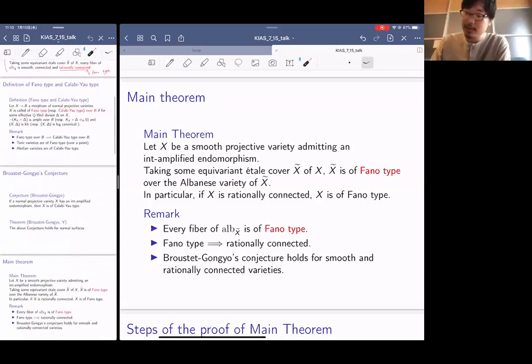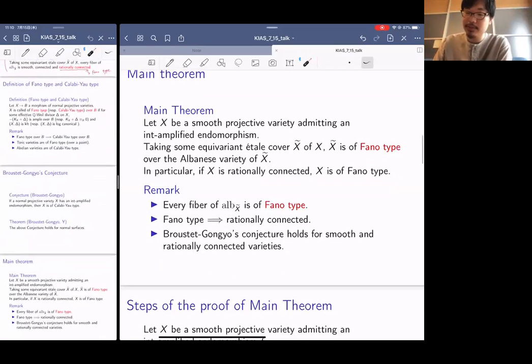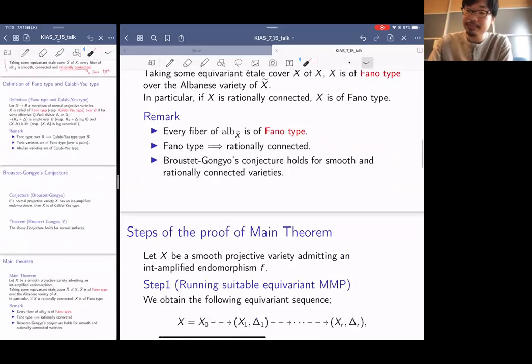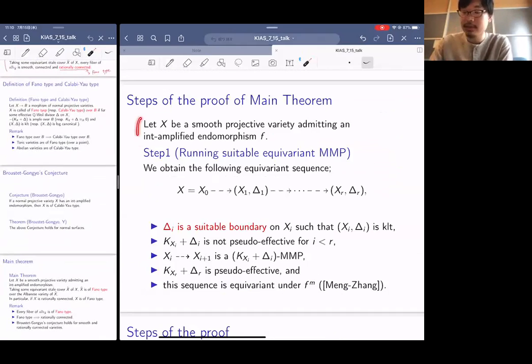First, I introduce the steps of the proof of this theorem. The setting is the same as the theorem. In the first step, running a suitable equivariant MMP, we obtain the following equivariant sequence, like this, where this delta_i is a suitable boundary on X_i, such that (X_i, delta_i) is KLT.